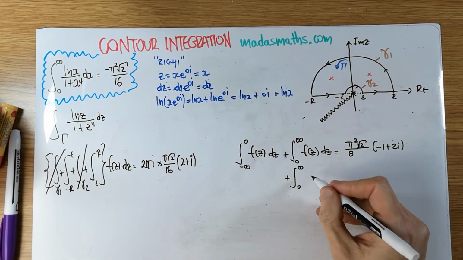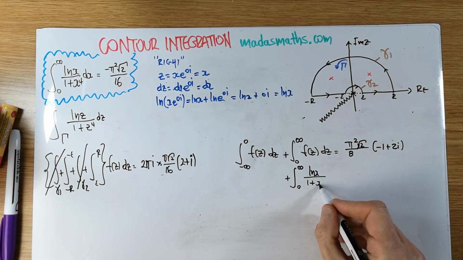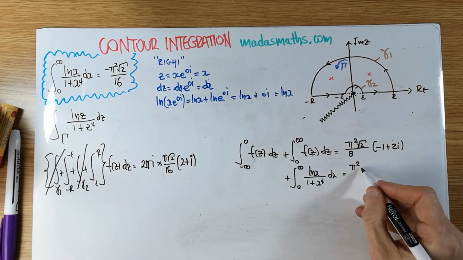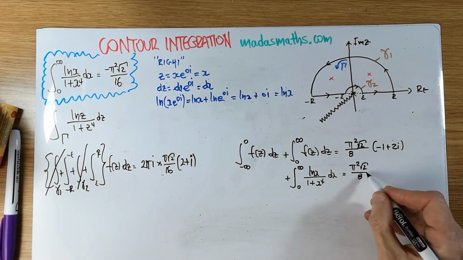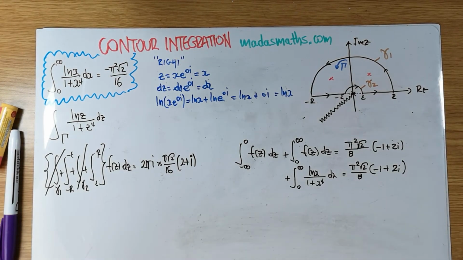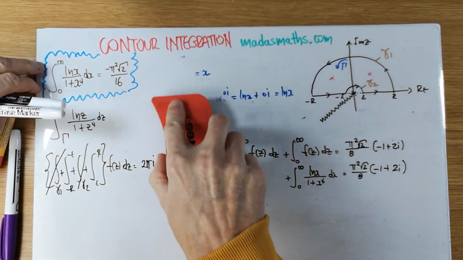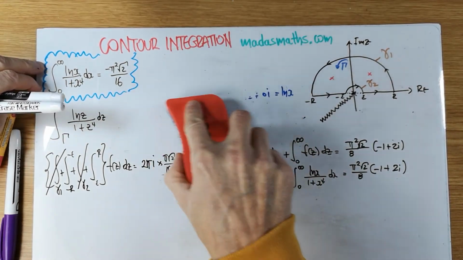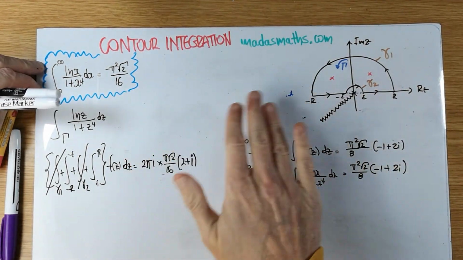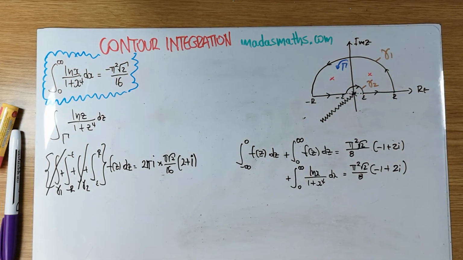Zero to infinity, log of x over 1 plus x to the 4 dx, and that of course is equal to pi squared root 2 over 8 minus 1 plus 2i. Okay, what about the other one now? Let's make some room and let's see what happens if we go to the integral on the left, in other words, along that section.